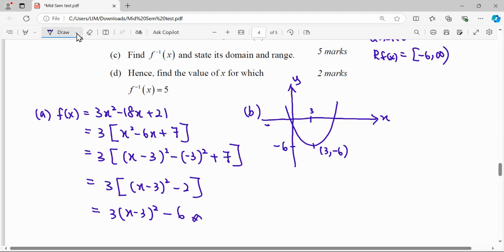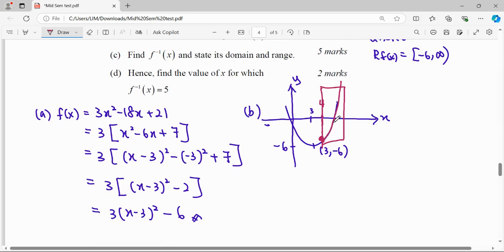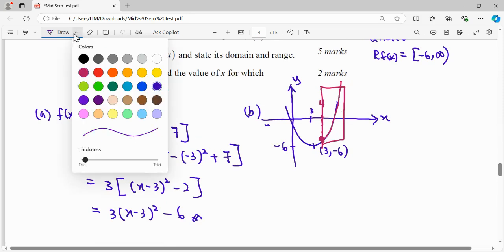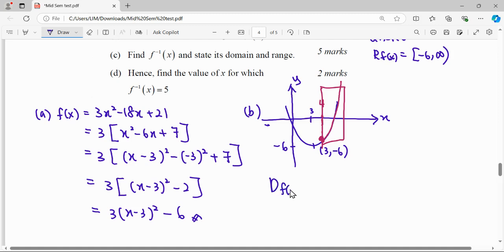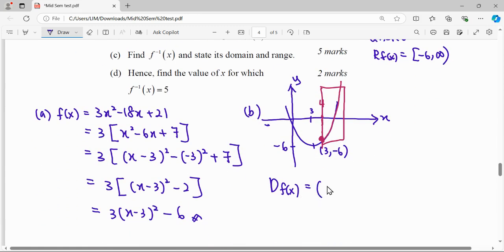And then what we need to do here, we focus on the condition from the question. The condition says that x is more than 4. So we want the graph after 4 here. Your quadratic is still going up, so here will be your remaining part. So focus on your graph. The domain of your function, according to the condition from the question, x is more than 4, so 4 to infinity.